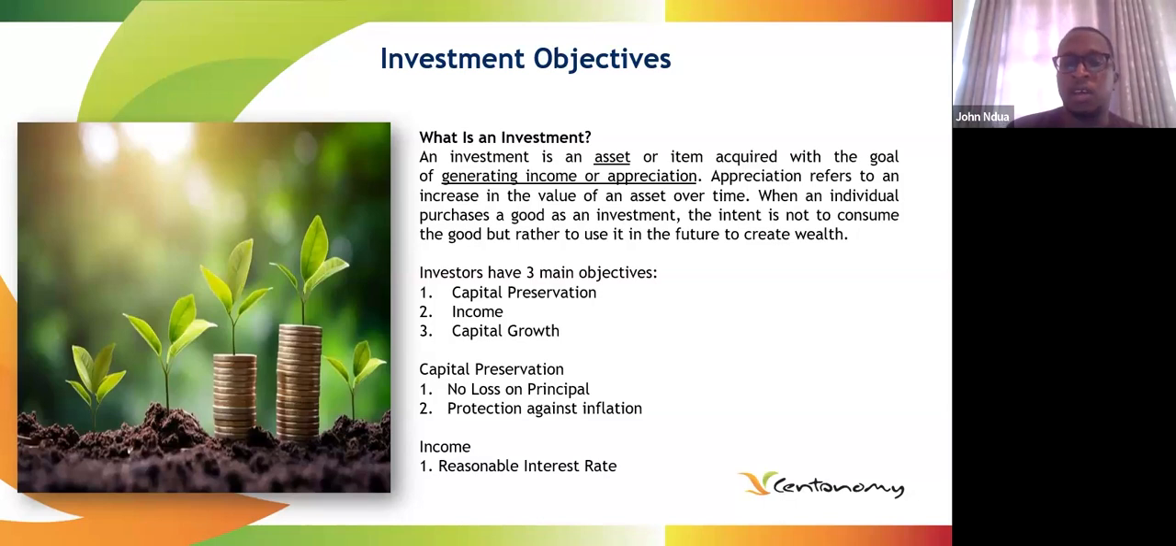And capital preservation comes in two ways. Number one, that amount of money will not lose value. You will not start from 10 million and then lose and come to 7 million. That means no loss on the principal. Number two, protection against inflation.